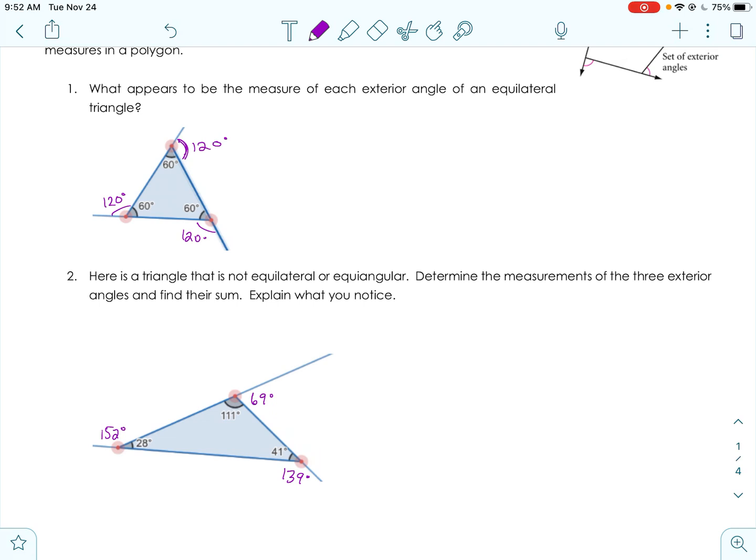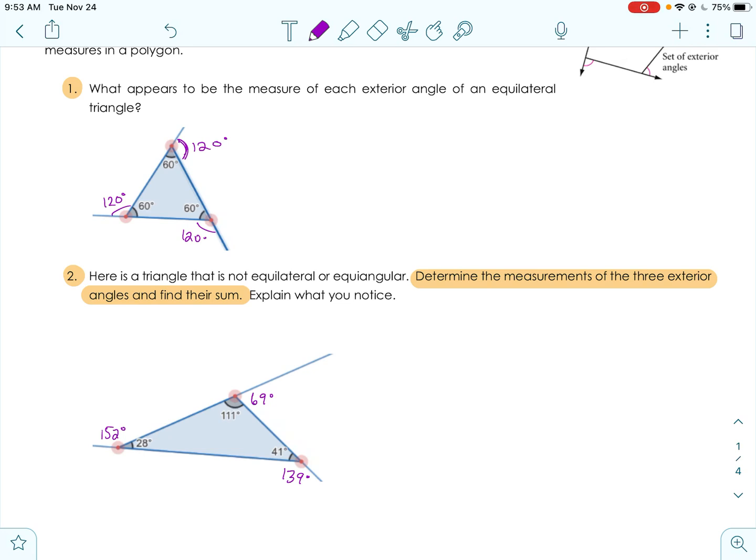Now, I want you to take a second and see if you can determine the measurements of the three exterior angles and find their sum in the first problem and the second problem. I want you to see if you notice anything. So pause the video, find their sums, and explain what you notice.